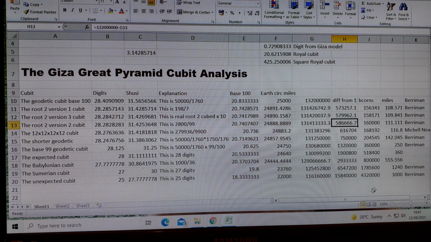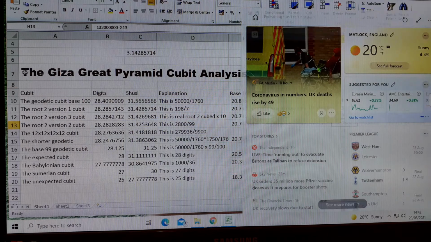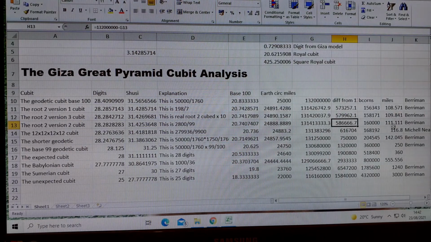That's the difference in feet. And then I've used the barleycorn column, and then I've used the genuine miles. And look at all these differences that we're getting down here. They're all significant meteorological numbers. So let's go back and see what we've got, because there's some incredible stuff going on here.